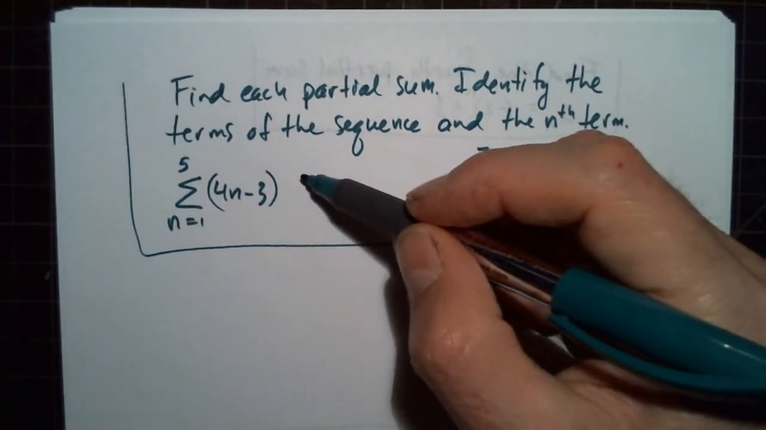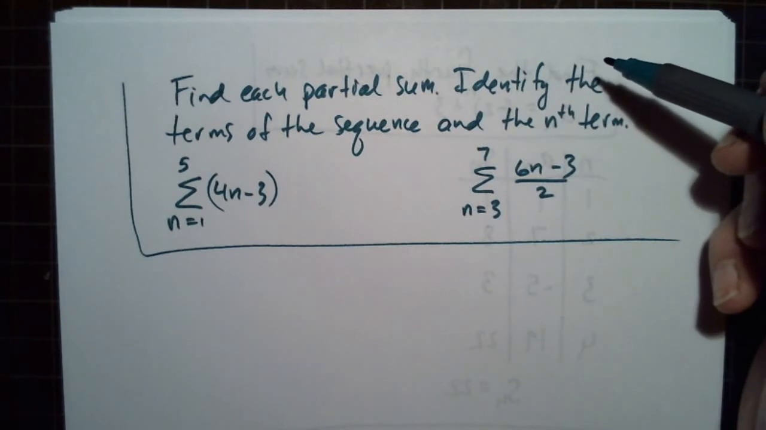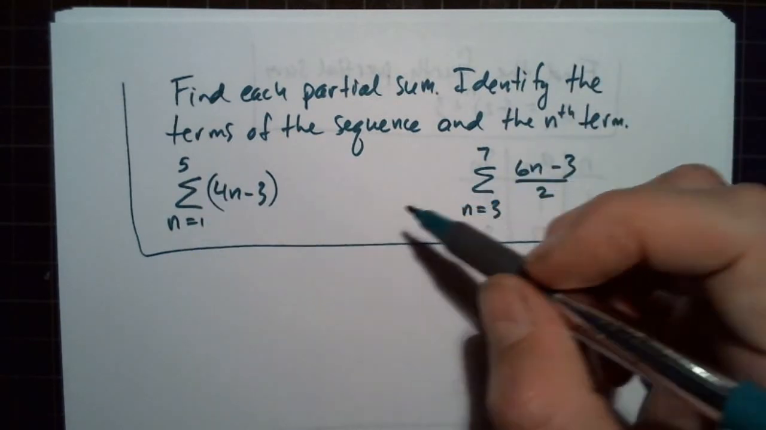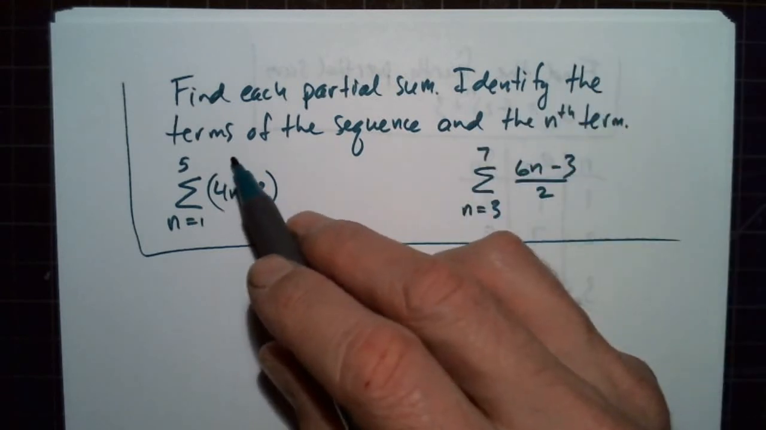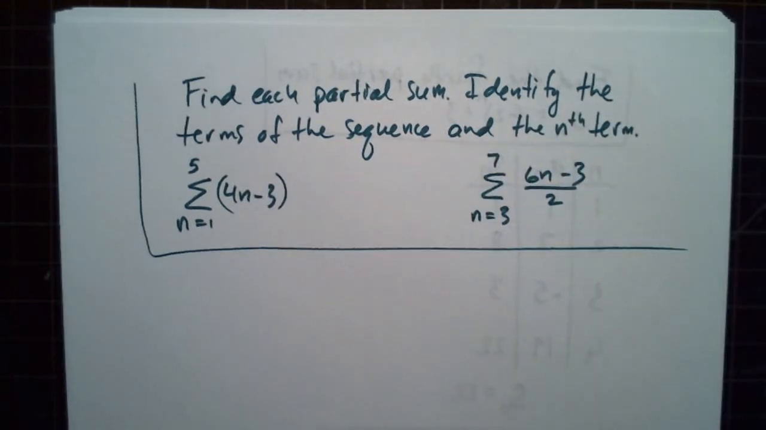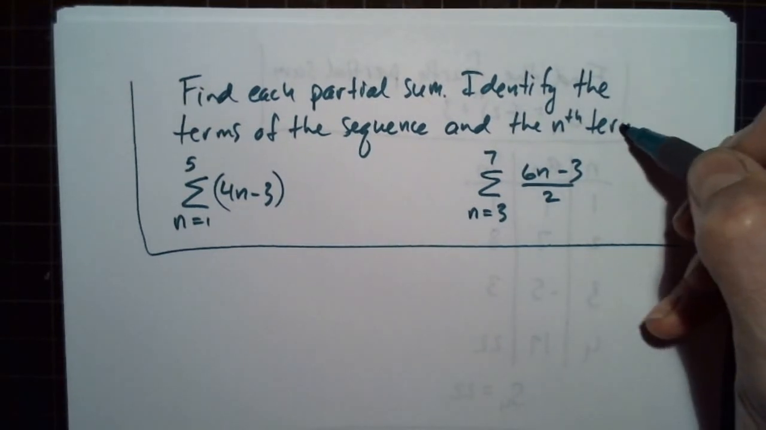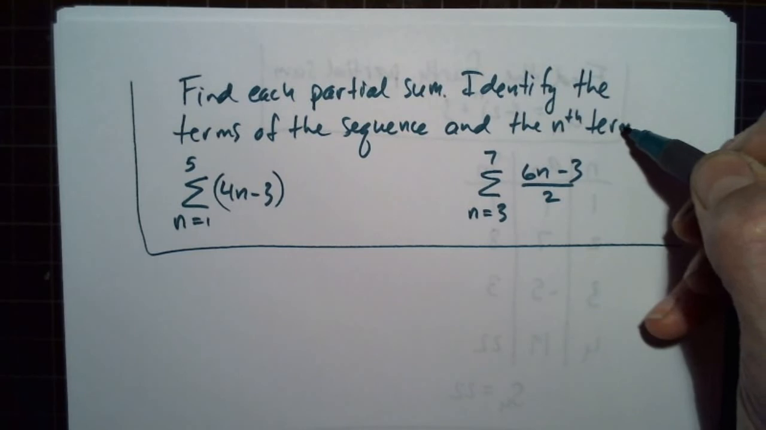So this will equal a number. That number is the partial sum. Then if we expand this, we can identify the terms of the sequence, and we can also write out the nth term. Remember that the nth term is also called the general form or the explicit form.